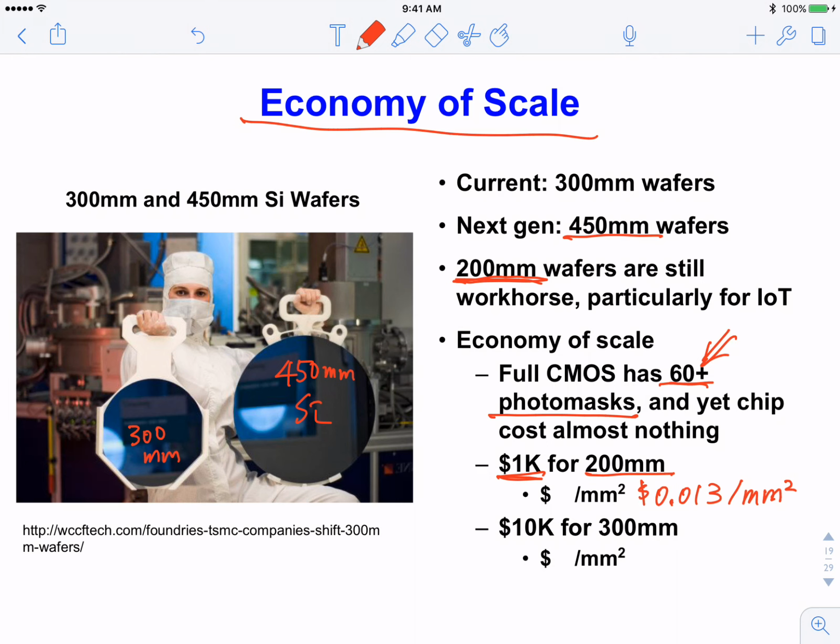So if you go to the most advanced wafers you can buy now, 300 millimeter wafer, well, the transistors are more advanced. The speed is faster. And you can buy more transistors per millimeter square. The wafer is going to be more expensive. How much more? 10 times more. That's a lot more. 10 times more.